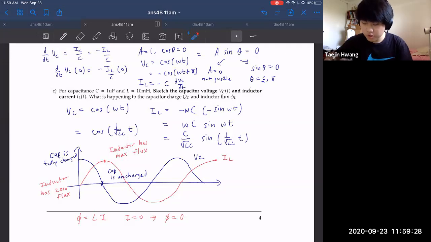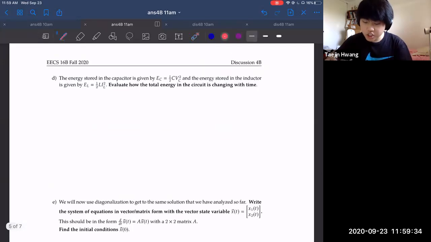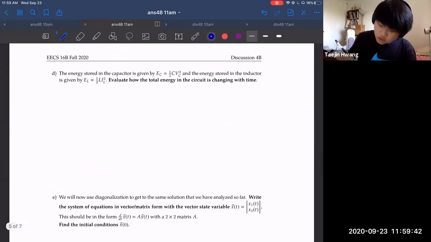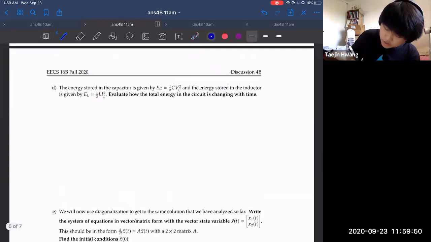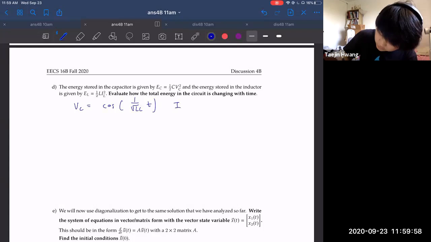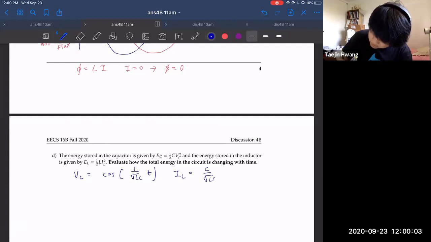All right, if we don't have any questions about that, I'm going to do a brief discussion about the energy and then talk about what you need to do to solve for the remaining parts of the discussion. So the energy across a capacitor is given as 1/2 CV squared, whereas the energy in the inductor is given as 1/2 Li squared. And since we know that Vc is equal to cosine of 1 over the square root of LC times t, and IL is equal to, what was it again? C over the square root of LC, sine of 1 over the square root of LC times t.